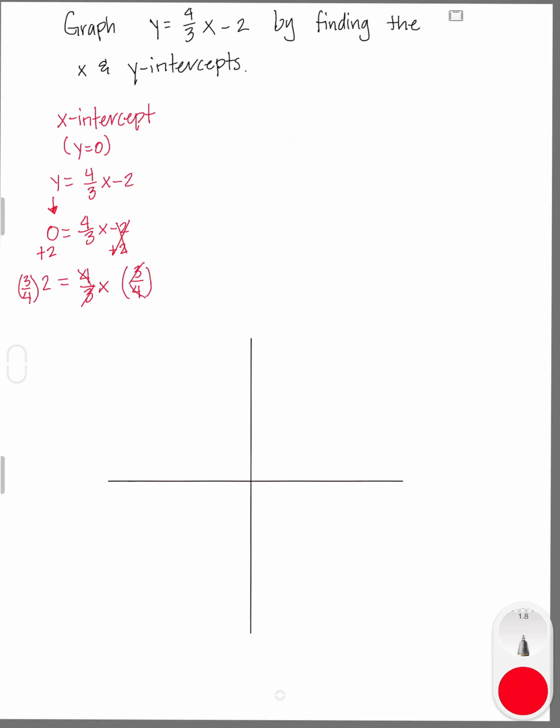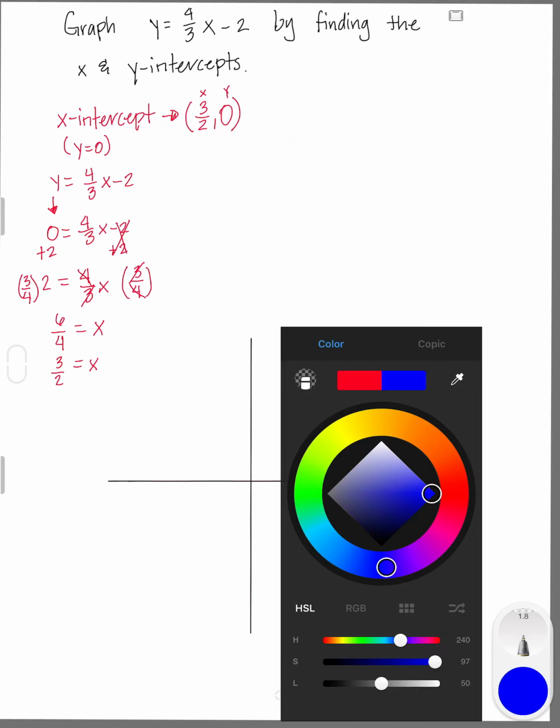So the 3 and the 4 cancel out on the right. And we have x equals 2 times 3, which is 6 over 4, or x equals 3 over 2. So our x-intercept is going to be 3 over 2, comma 0. Okay? So our x is 3 over 2 and our y value is 0.